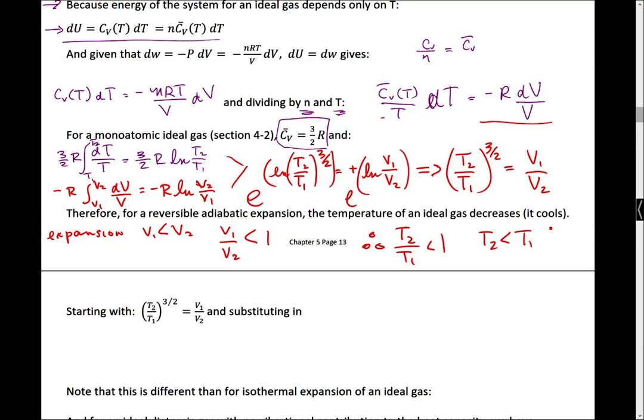So we've used this equation to prove what we've set out to prove. What we've expected is that when I do a reversible adiabatic expansion, my ideal gas temperature changes and it decreases, right? By the same token, if my volumes were flipped, that means I'm doing a compression. If I'm doing a compression, I expect the temperature to go up, okay?